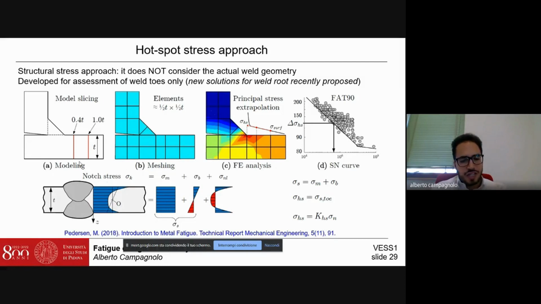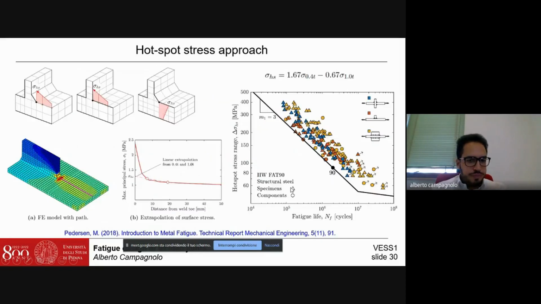So the hotspot stress approach neglects this stress contribution and allows a fatigue strength assessment without knowing exactly the local geometry of the weldment. The application of the approach is possible with different procedures available in the literature. The first one, as discussed in the previous slide, takes the surface stress. Another application avoids the geometrical modeling of the weldment. Another possible application is based on the linear interpolation of the stress through the thickness of the joint.